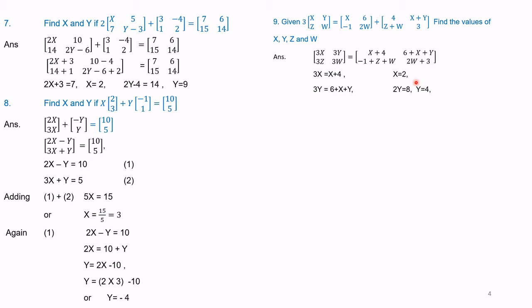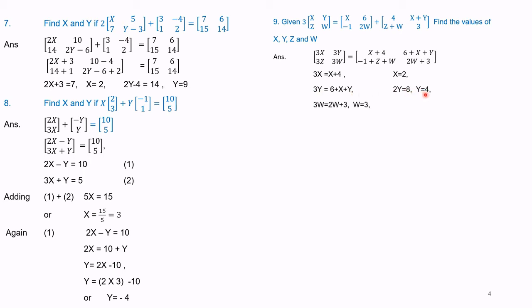Next, we will have 3y is equal to 6 plus x plus y. Here we have written 3y is equal to 6 plus x plus y. This is from this element. Substituting the value of x as 2, we get 3y is equal to 8 plus y. If we shift y to the left hand side, 3y minus y becomes 2y. 2y is equal to 8, or y is equal to 4.